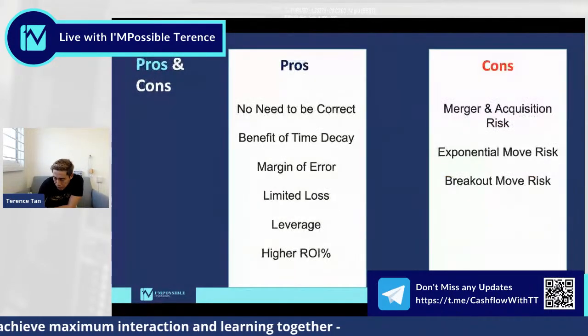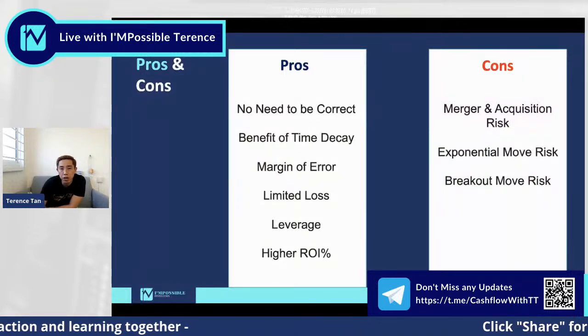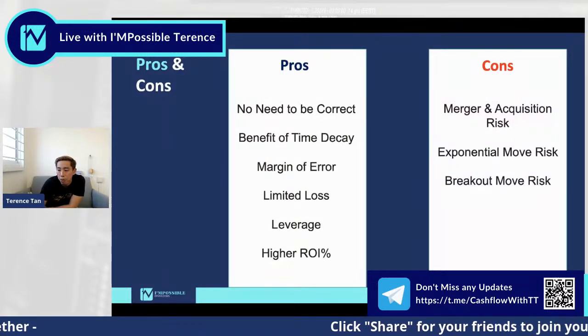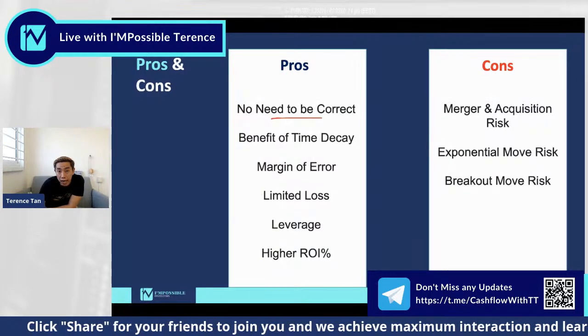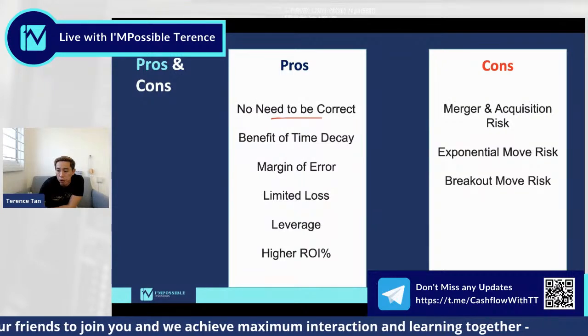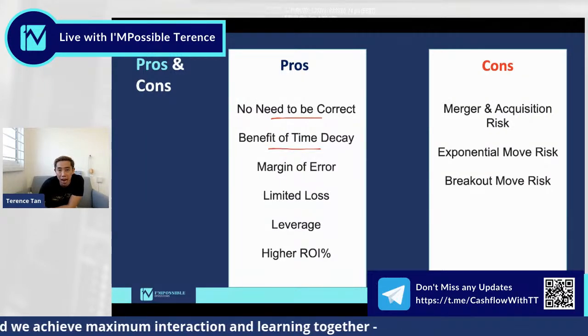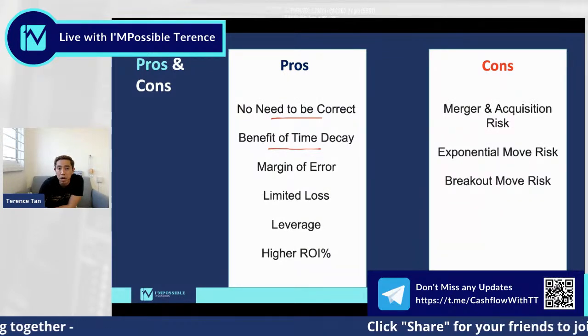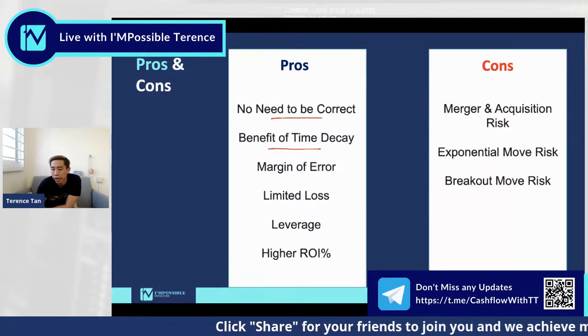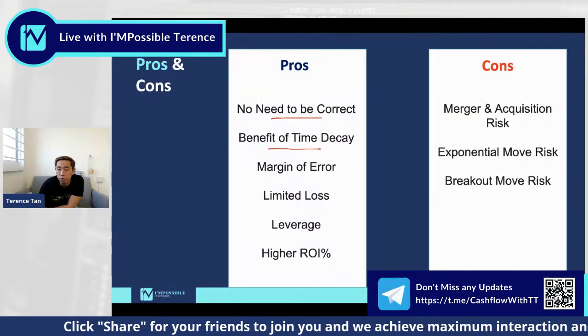The last part we'll go through before we go to live examples is the pros and the cons. Same thing, you do not need to be correct. You always have that margin for error. You have the benefit of time decay. Option sellers are effectively selling time. We are time sellers over here right now, so you are trying to benefit from the time decay.